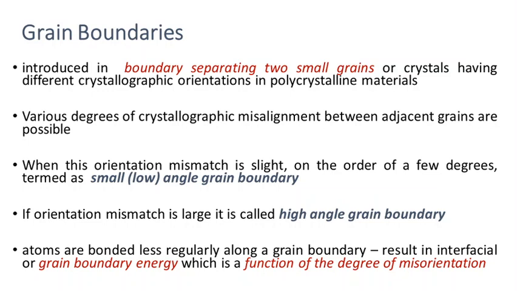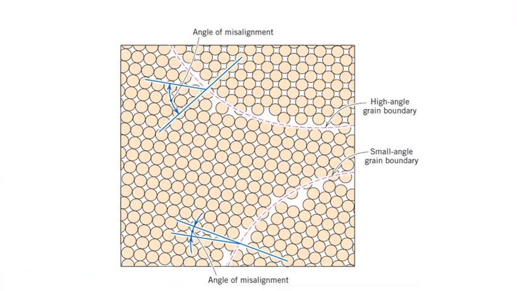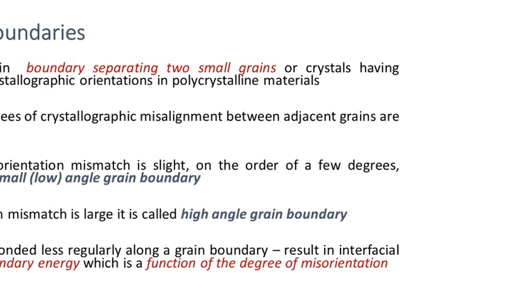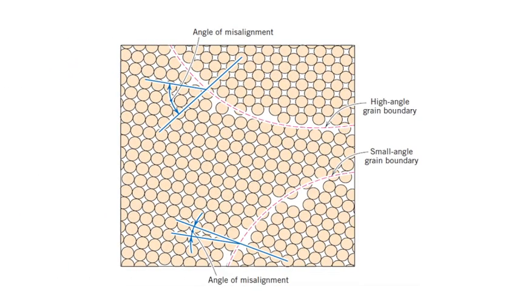And we already discussed the classification as low angle grain boundary and high angle grain boundary. Actually these grain boundaries have the highest reactivity and they can be considered as a surface defect. High angle grain boundary you already know: when the angle of misalignment is greater than 10 degrees, we call it a high angle grain boundary. If the misorientation is less than 10 degrees, we classify it under small angle grain boundary.